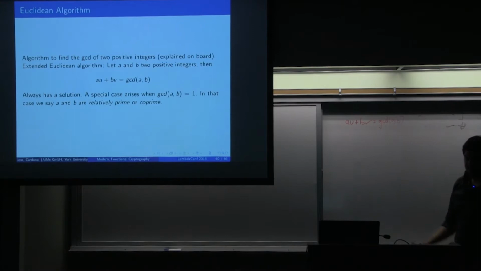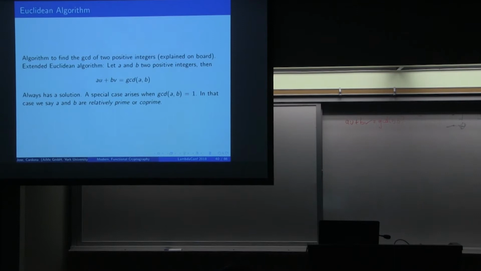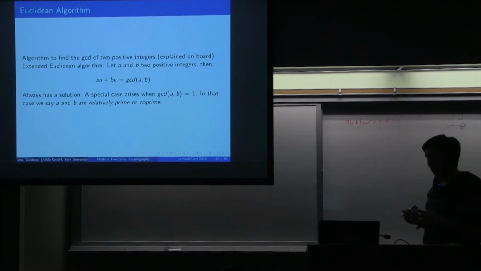And then there's a really nice property in basically all of public key cryptography. Let's say it's dependent on this, not really, but when the GCD of A and B is one, that means the two numbers are relatively prime or co-prime. And it has a really, really interesting property.